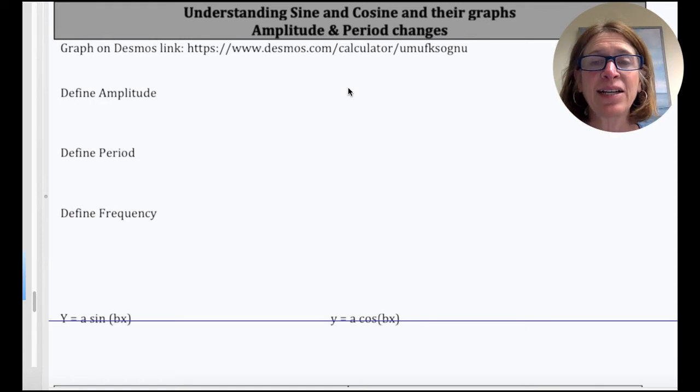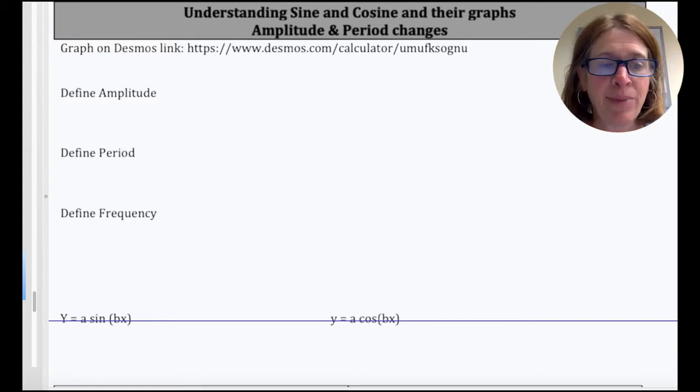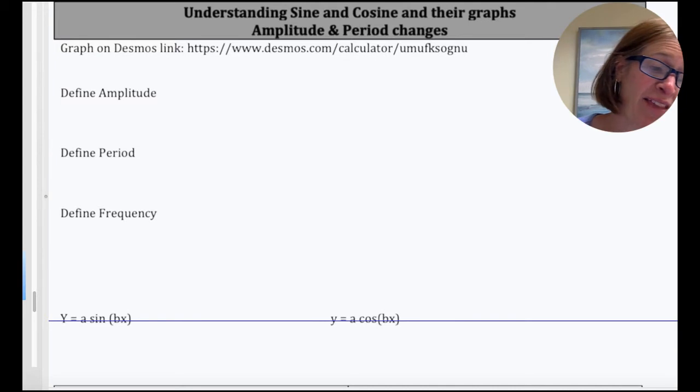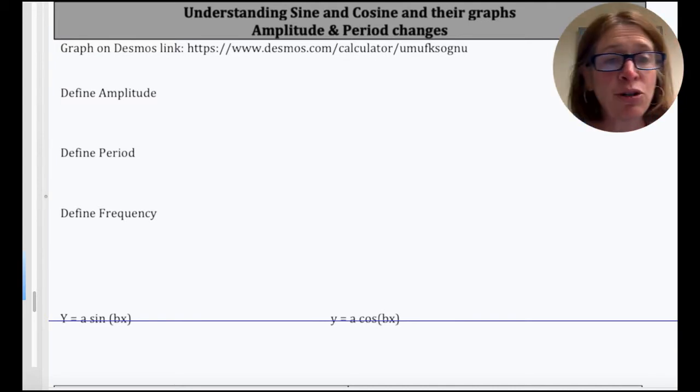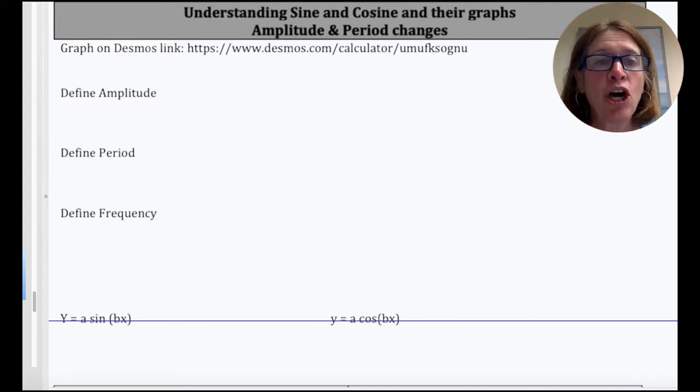Today I'm going to be taking what you learned about the sine and cosine graphs, and we're going to be making some changes to the graph. We're going to be translating and transforming them. So I'm going to go back to the three definitions that we learned in our previous discussion on these. Those definitions are amplitude, period, and frequency.